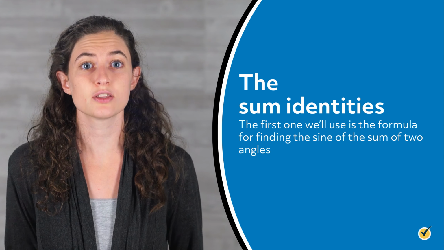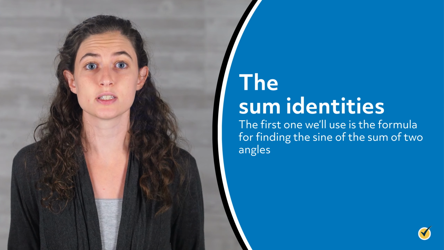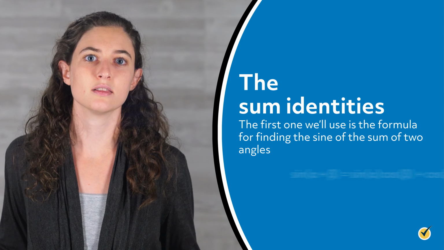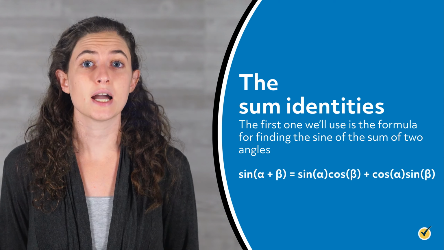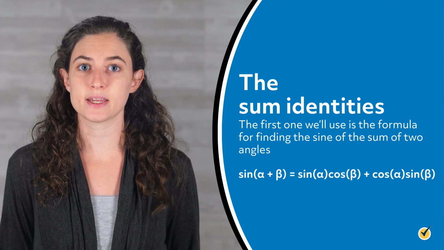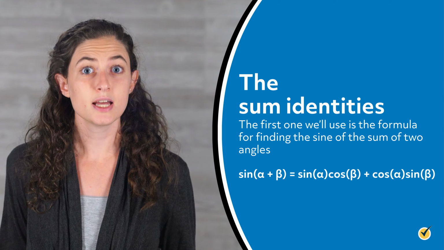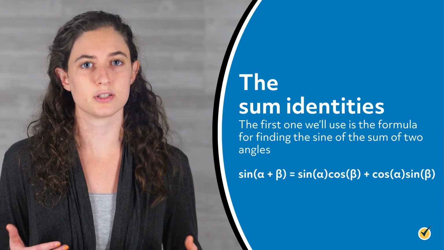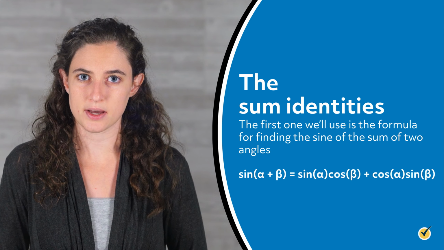The first one we'll use is the formula for finding the sine of the sum of two angles. Let's look at the formula. The sine of the sum of the angles alpha and beta is equal to the sine of alpha times the cosine of beta plus the cosine of alpha times the sine of beta.